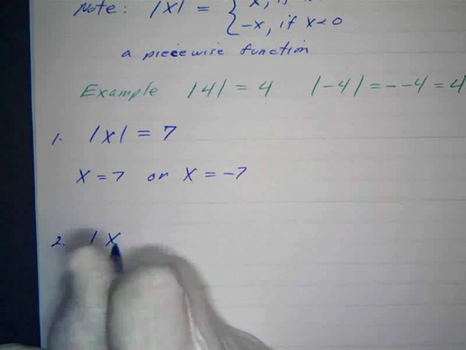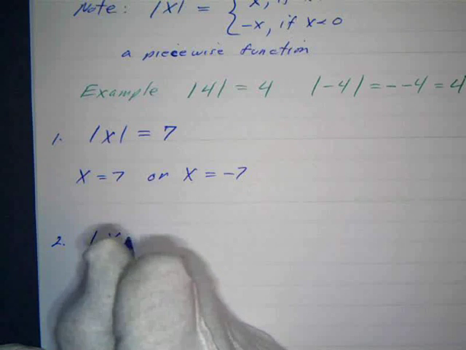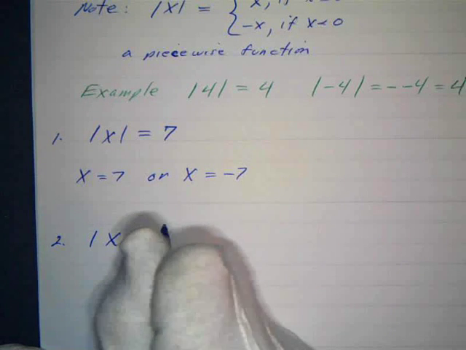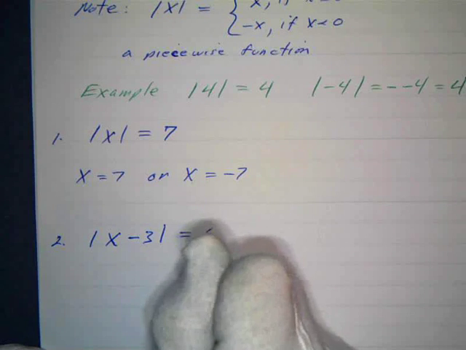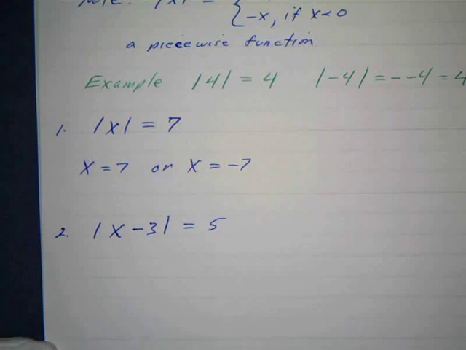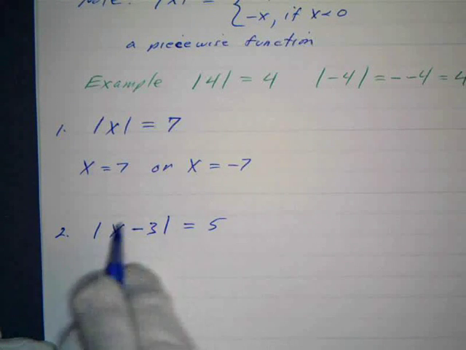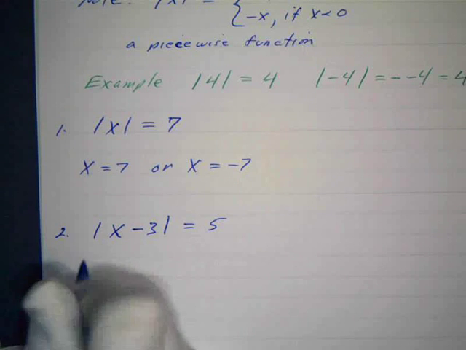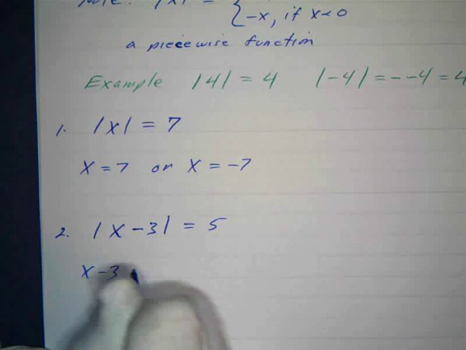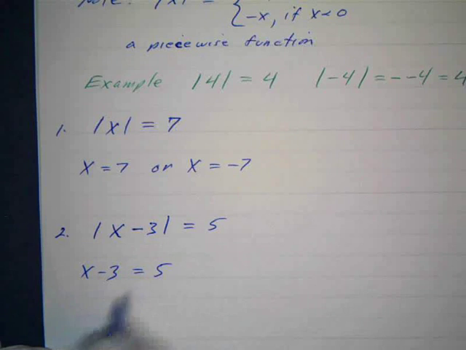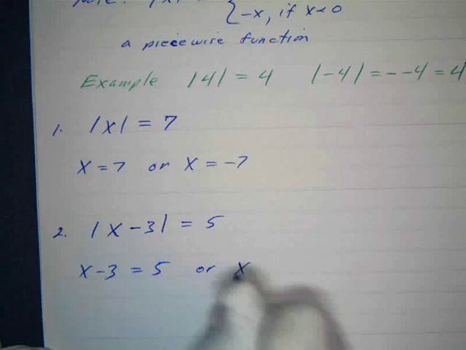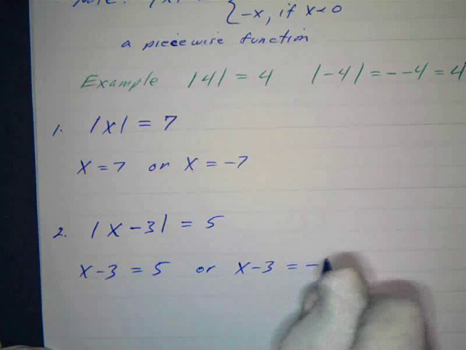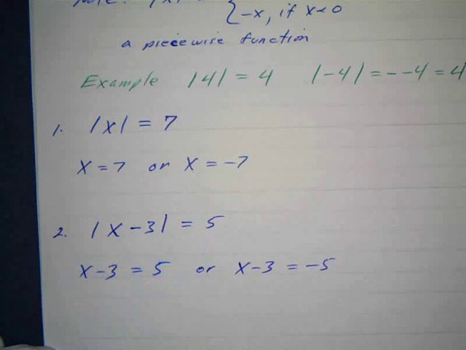How about the absolute value of x minus 3 equals 5? Okay? So we say, well, what two numbers have an absolute value of 5? Well, x minus 3 could be 5, because the absolute value of 5 is 5. Or x minus 3 could be negative 5, because the absolute value of negative 5 is also 5. So I've got these two possibilities, so I just solve these equations.